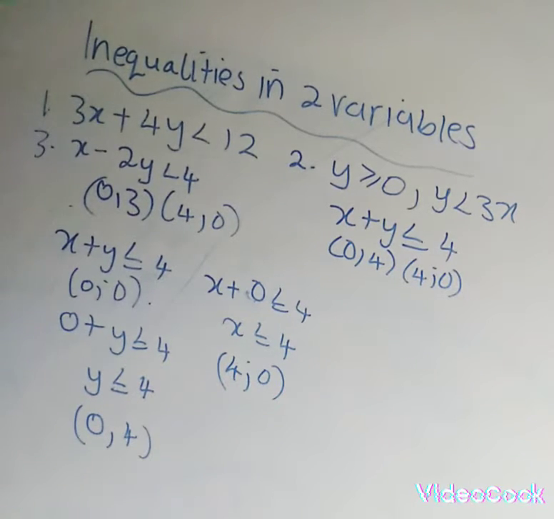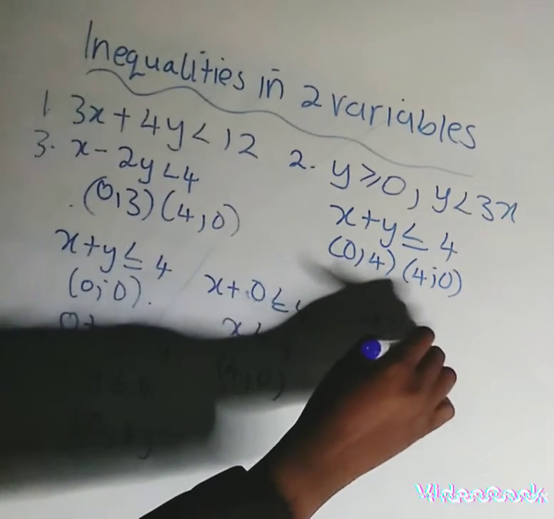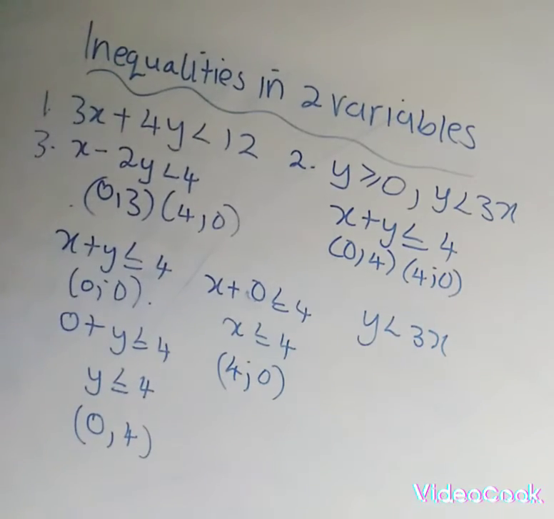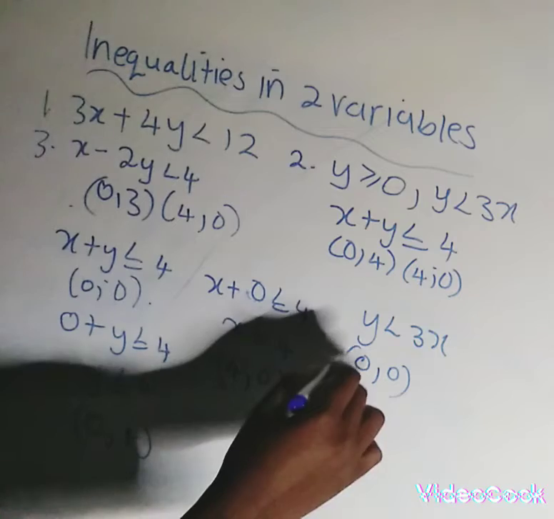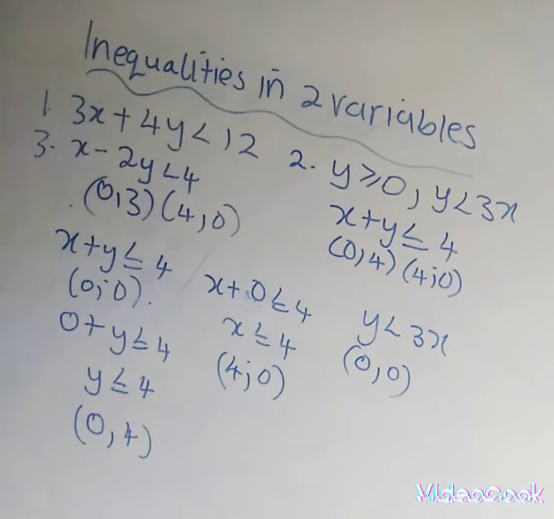Now let's deal with y less than 3x, which is supposed to be easy. Y less than 3x. When x is 0, y is also 0. When y is 0, x is also 0. So for this one, for (0, 0) it's just going to be 0, 0.